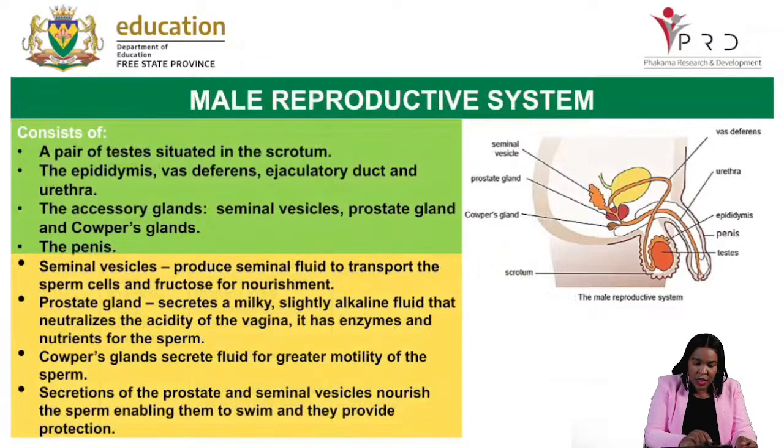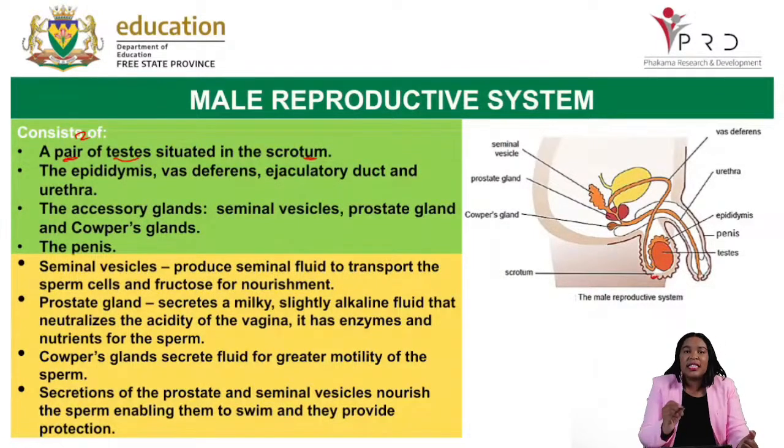So we start with the male. The male one has a pair of testes. When they say a pair, it means two. So meaning there are two testes situated where? In the scrotum. So you're going to go to your diagram and check. This is the scrotum. Because this is a side view, you only see one testis.